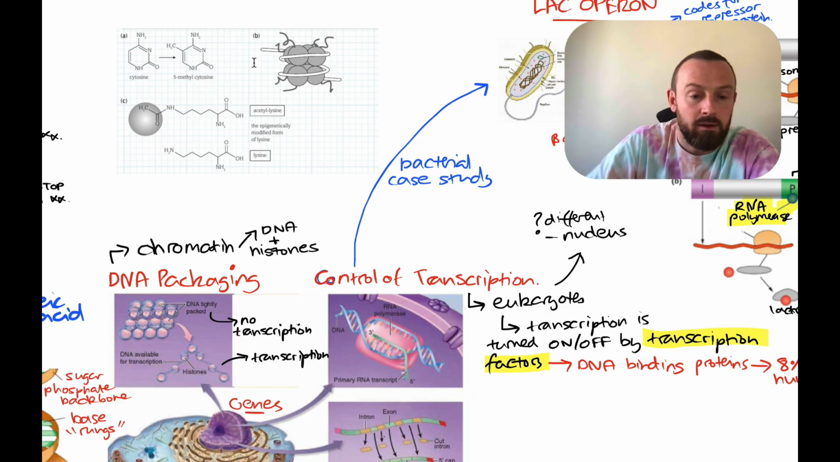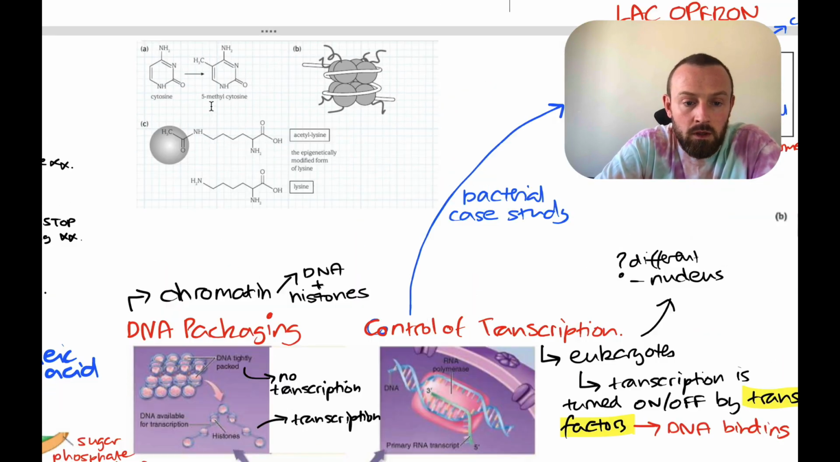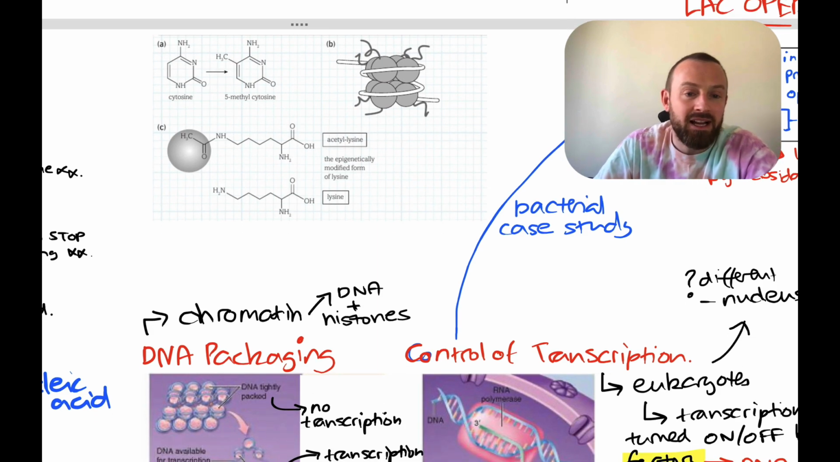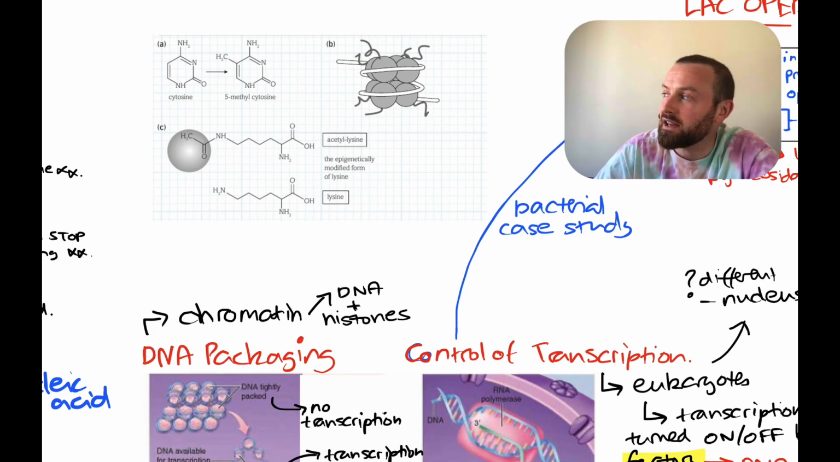Okay, so let's label these diagrams up here. So DNA packaging, or the study of how this can control access to the DNA, is called epigenetics.